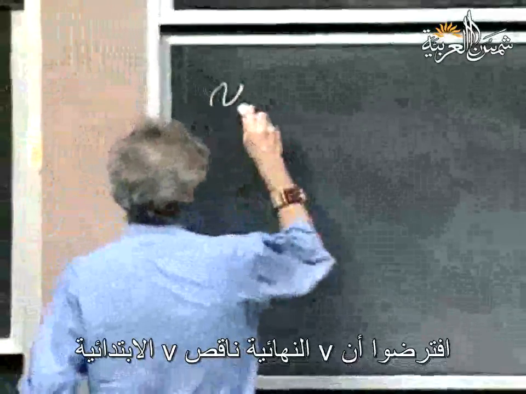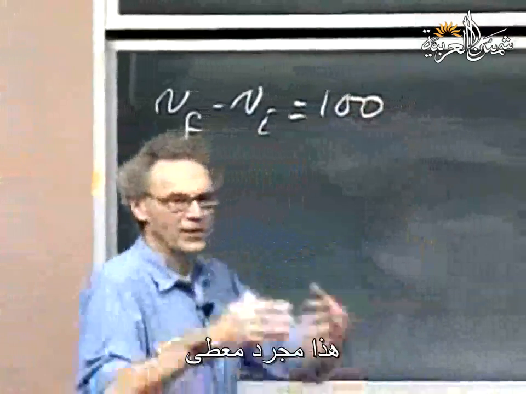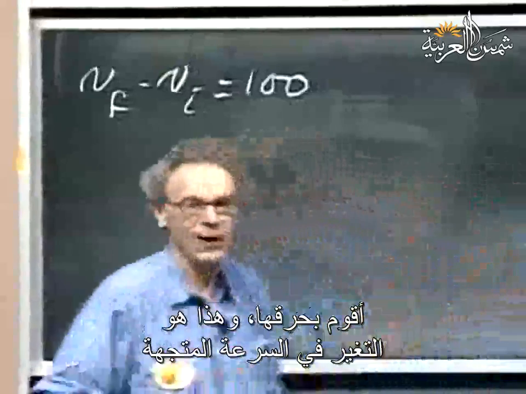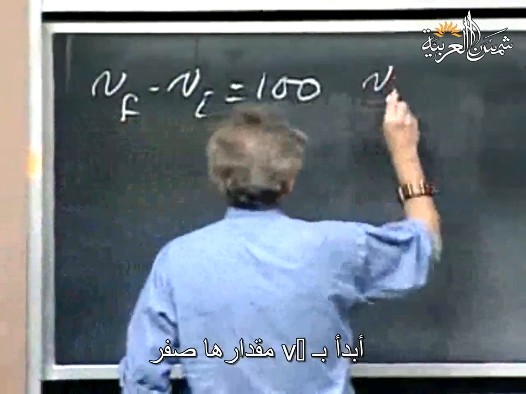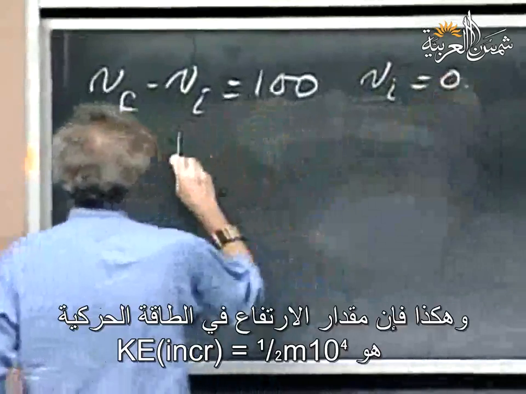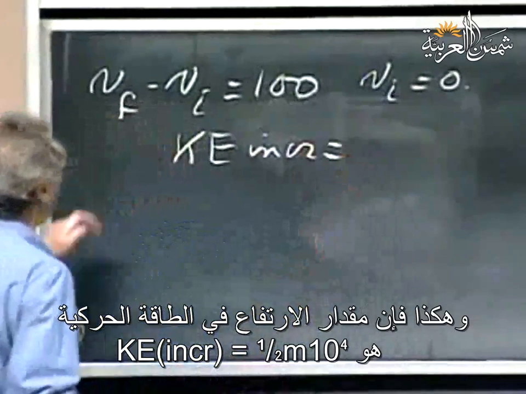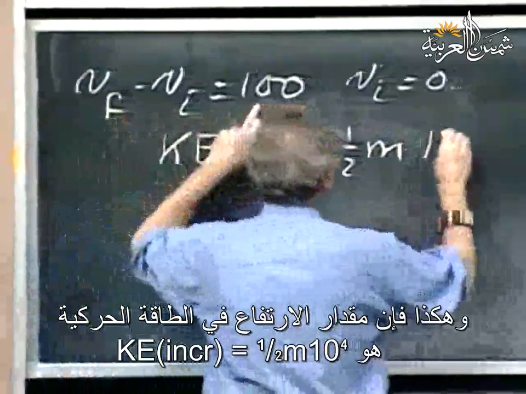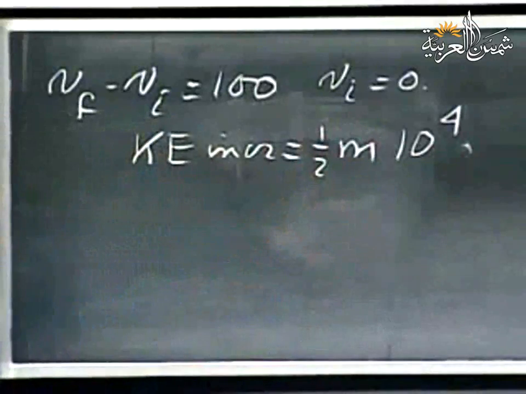It's the change in velocity that is a given. Let's suppose that V final minus V initial is 100 meters per second. That's just a given. I have a rocket, I have a certain amount of fuel, I burn it, and that is my change in velocity. I start off with V initial is 0. So my kinetic energy increase is 1/2 m times 100 squared, which is 10 to the 4th. That's what I got out of this burn.